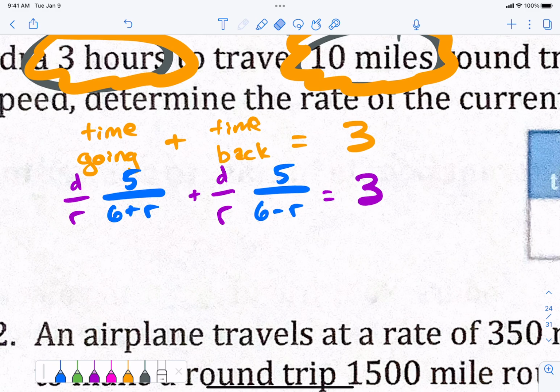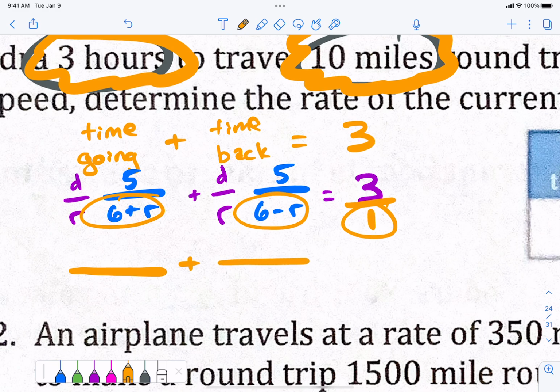Okay, 3 as a fraction is 3 over 1. So we have 6 plus r, 6 minus r, and 1. Let's find a common denominator. You've got to write kind of small because we have lots of stuff to do. Okay, ready, set, here we go. What's your common denominator going to be?